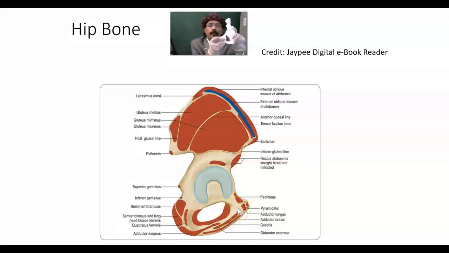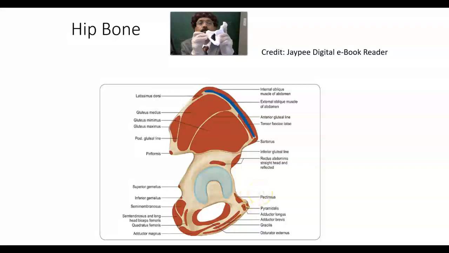Here is the pubis. Pubis is a part of the hip bone, and we have the iliac. We have the pubic crest here. With the pubic crest, this is the iliac crest here. This is the pubic crest. Pubic crest is the site of origin of the rectus abdominis and the pyramidalis muscle. Here the pyramidalis muscle should be on the pubic crest, a bit up. Plus, it is the site of origin of the rectus abdominis muscle.